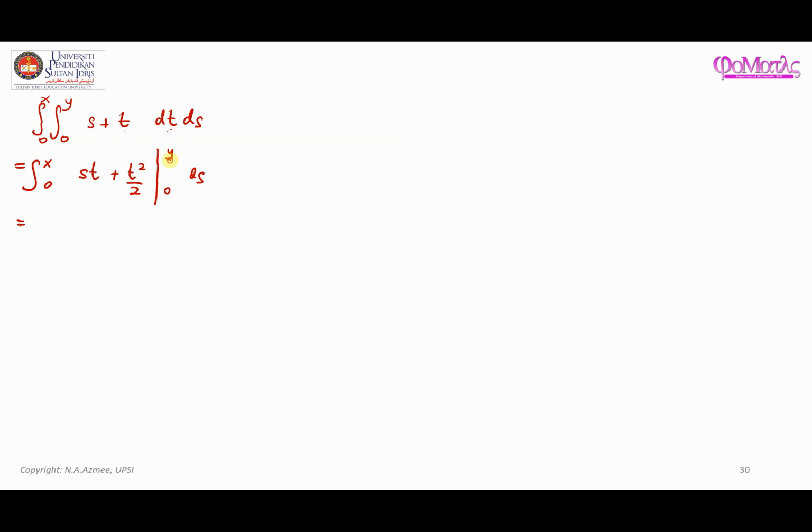So substitute y into t. So you have sy plus y squared over 2. And if you substitute 0 into this, the result is going to be 0. So really, we are now settled. We don't need to subtract anything, minus 0. Okay. And here we've got ds, okay?